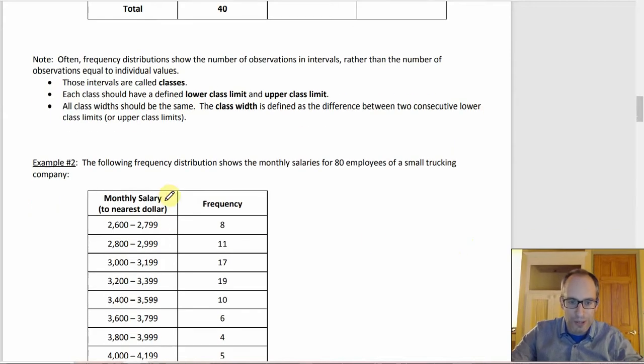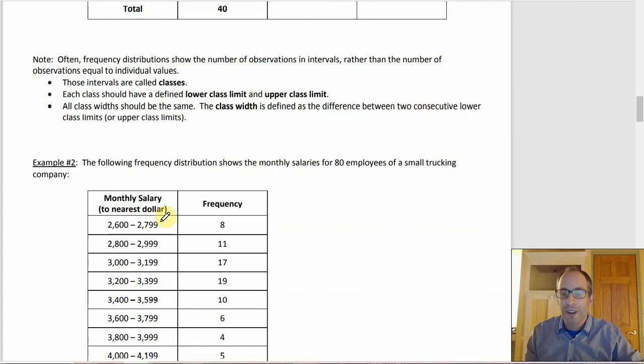They're underneath the monthly salary heading, right? There's the first class, 2,600 to 2,799. There's the second class, 2,800 to 2,999, and so forth. And then each class should have a defined lower class limit and upper class limit. And I guess I can say that they're what you think they are. That's true, right? For the first class, the lower class limit is 2,600 and the upper class limit is 2,799, right? It's just the endpoints, basically.